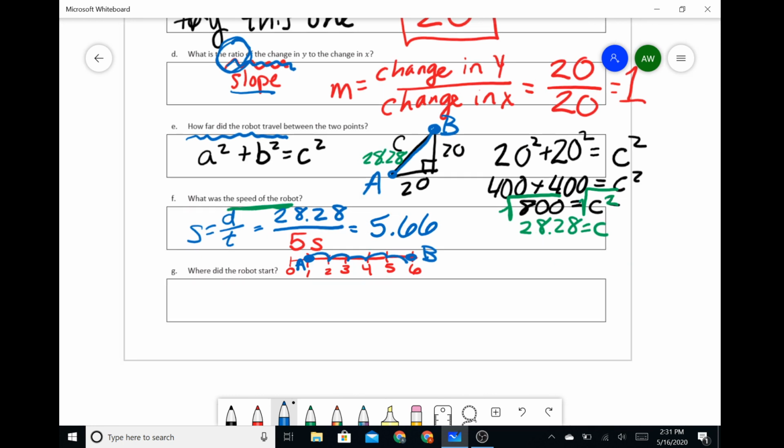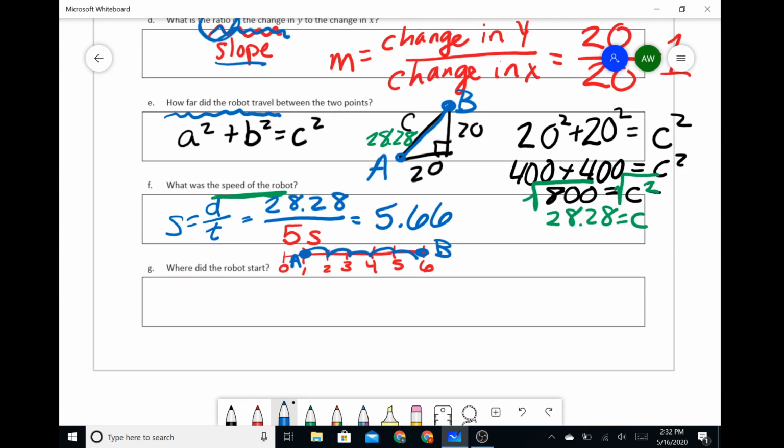Okay. We found it. Good. So what I was saying before my computer went all wonky is that this 5.66 is in feet per second, because this was 28.28 feet. We divided that by seconds. So we would say the robot is moving 5.66 feet per second. Okay. So when you feel comfortable with that, you feel like you understand what we were doing there, we can move on to G.